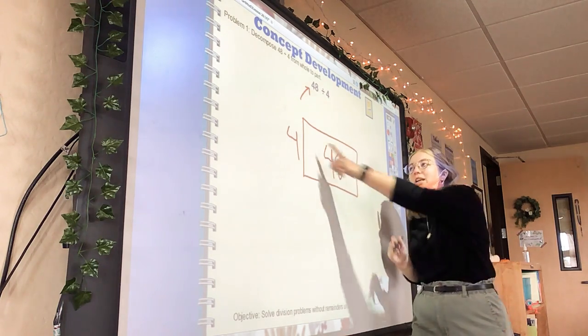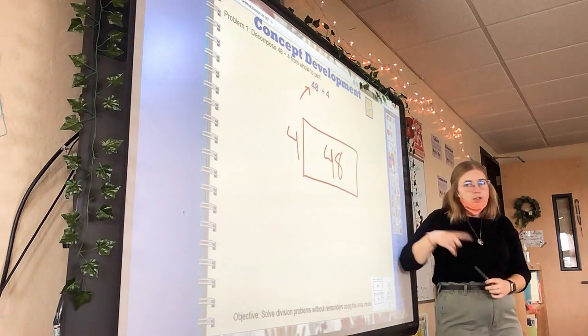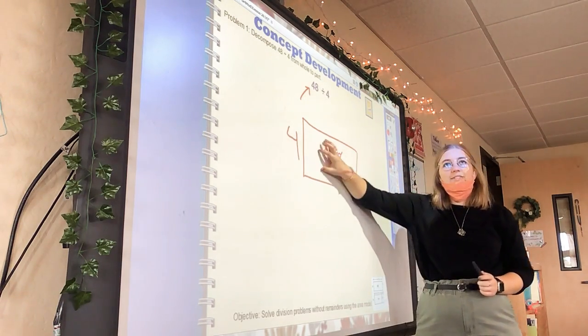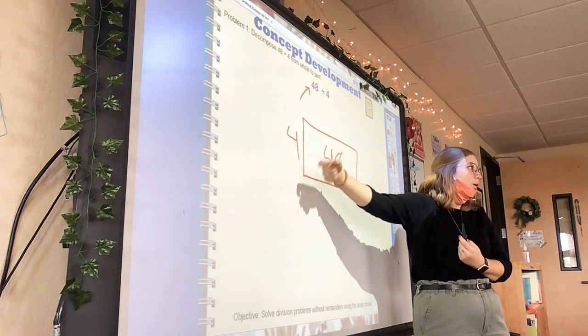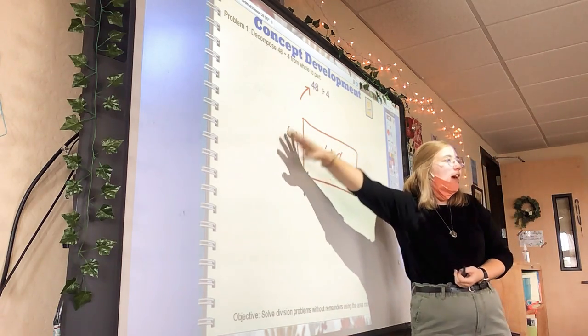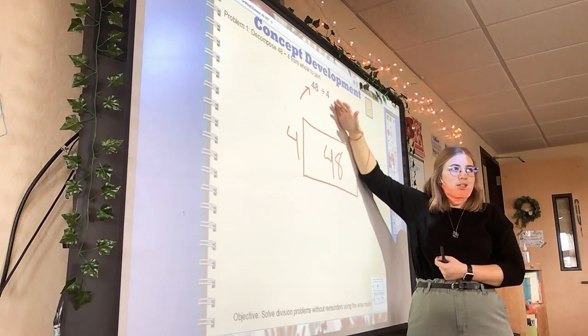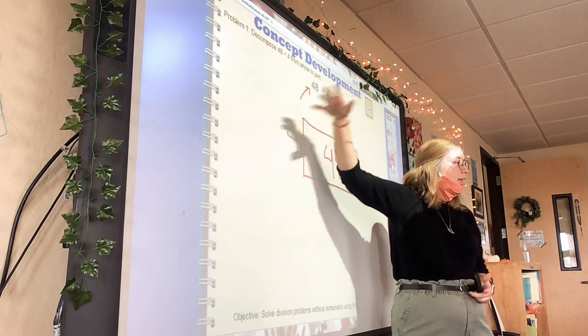It's how much is on the inside. Remember, area is what's on the inside. So 48 is our dividend. 4 is our divisor, which just happens to be our width, okay? So we use the dividend and the divisor to find the quotient, right? We're using the area and the width to find the length.